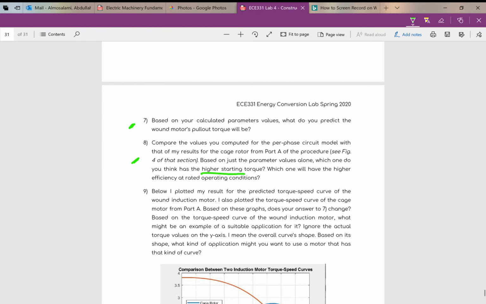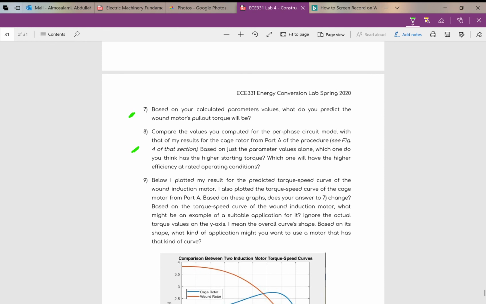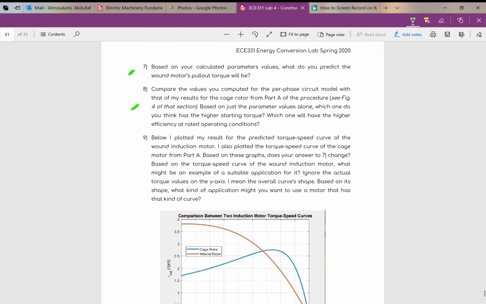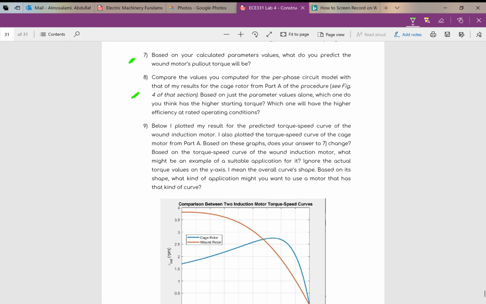It's just, which one has a higher start torque? Well, again, like I said, that's obvious. That's what I just said. Because the wound rotor's R2 value is higher, it has a higher start torque, which means that at operating conditions, again, that was the other part of the question, it's going to have a larger slip ratio, which means it's going to be less efficient. Okay, and again, that goes in line with the logic used from the previous questions.